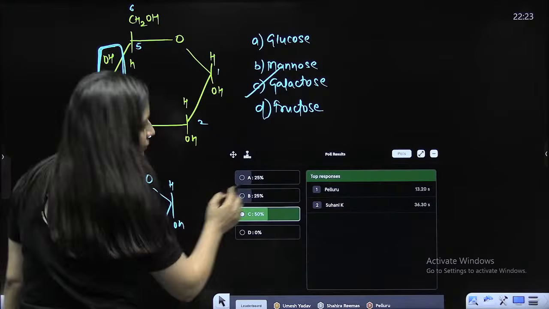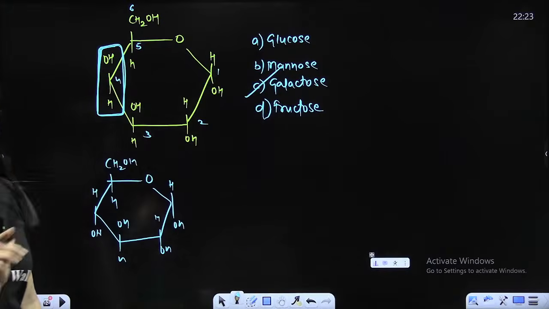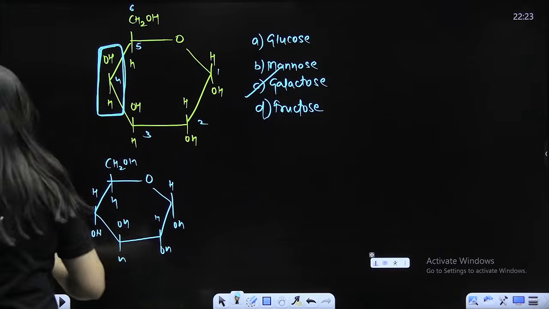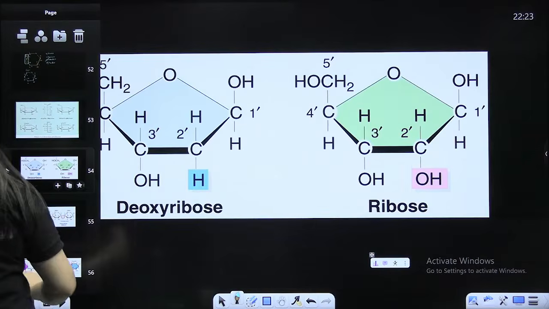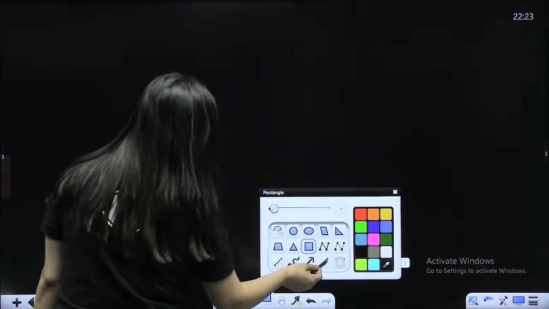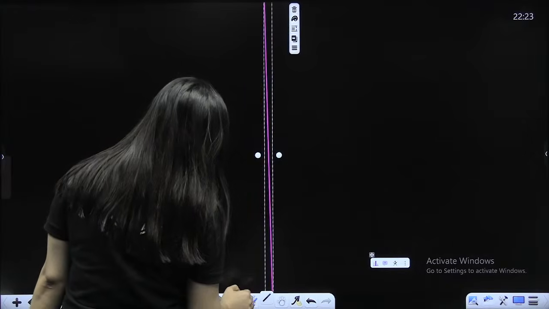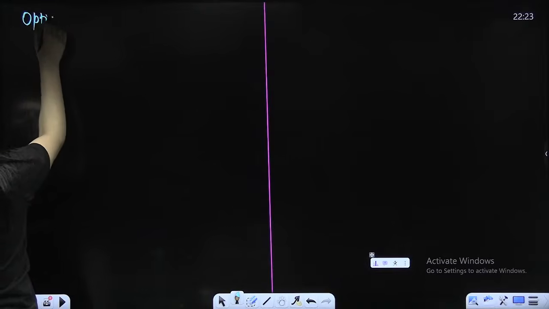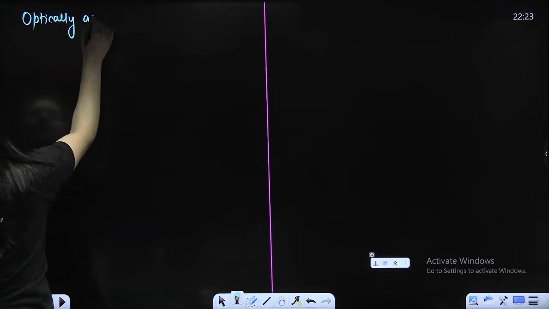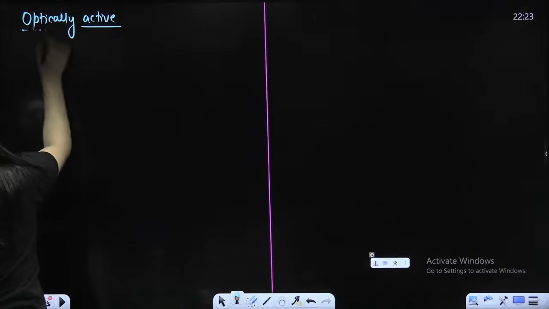Very good, Pelaru. Very good, Sohani. Okay, so that's what you need to do. Up to this part, all clear? So now, before starting the bonding part, here you have the structures and all. Only a few terms I will discuss. Just now I told you, optically active. What does it mean? That's what we have to discuss.